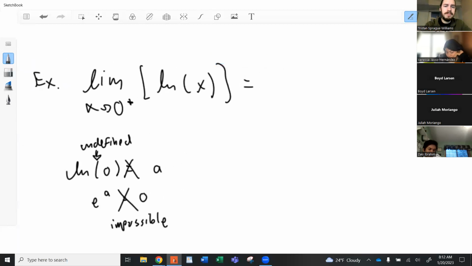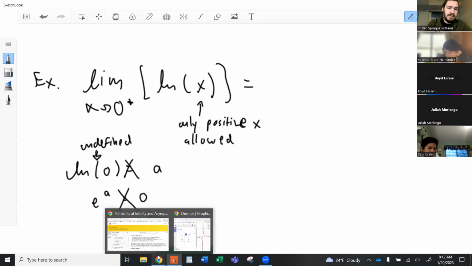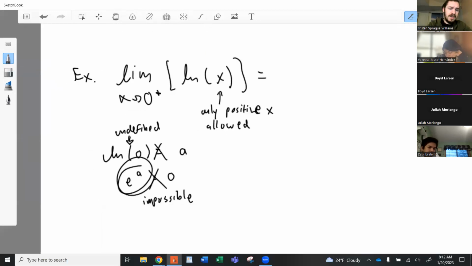But what's the limit as x approaches 0? Now I said from the right-hand side right here because we only allow positive x values in the natural logarithm or any logarithm. Do you remember that? A logarithm's domain is just positive numbers, it doesn't allow negative numbers. The reason for that is, again, because if you look at e to the power of something, you're never going to get a negative number out of that. You only ever get positive numbers by raising e to some power.